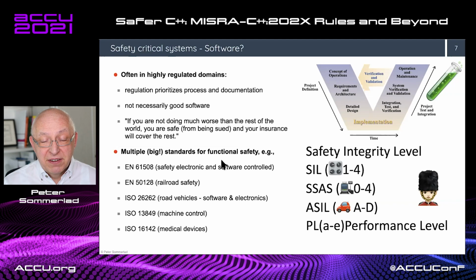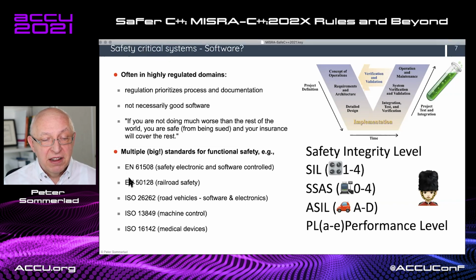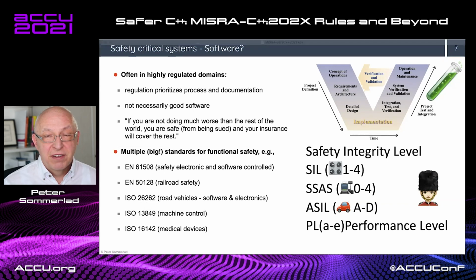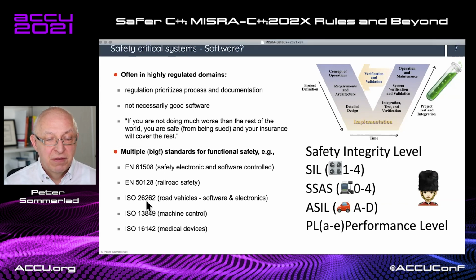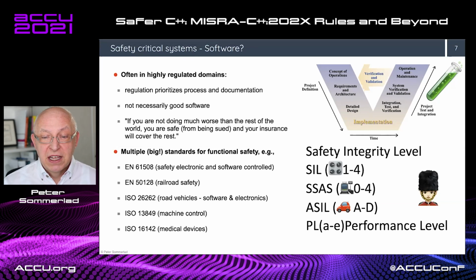People actually care about safety. There are big safety guidelines, like the European norm 61508, which is all about electronic and software control. There are other norms, especially ISO 26262, which has to be used in the automotive sector, and other guidelines for the general overall development of safety critical systems.